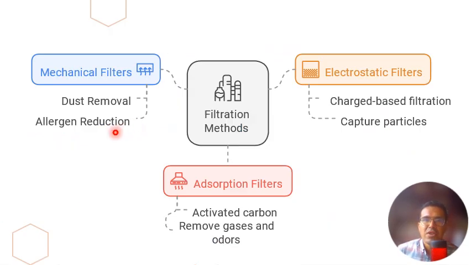To improve indoor air quality, HVAC systems rely on various filtration methods to capture and remove pollutants from the air. We have mechanical filters that are highly effective at removing particles such as dust, smoke, and allergens. Electrostatic filters use electrical charges to capture airborne particles, while absorption filters, often containing activated carbon, are used to remove gases and odors.